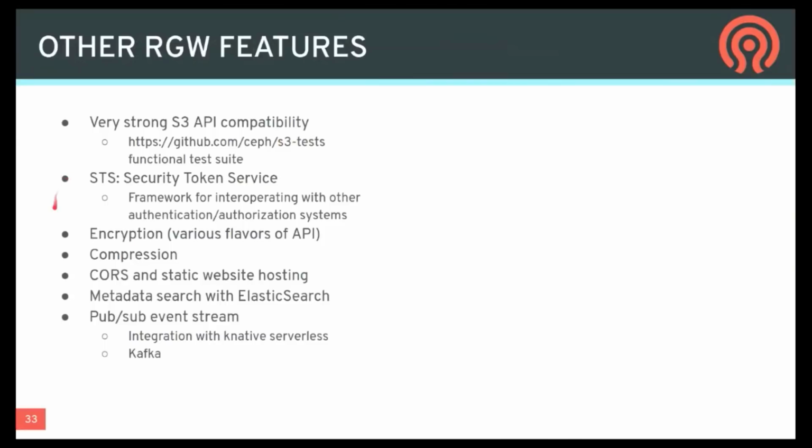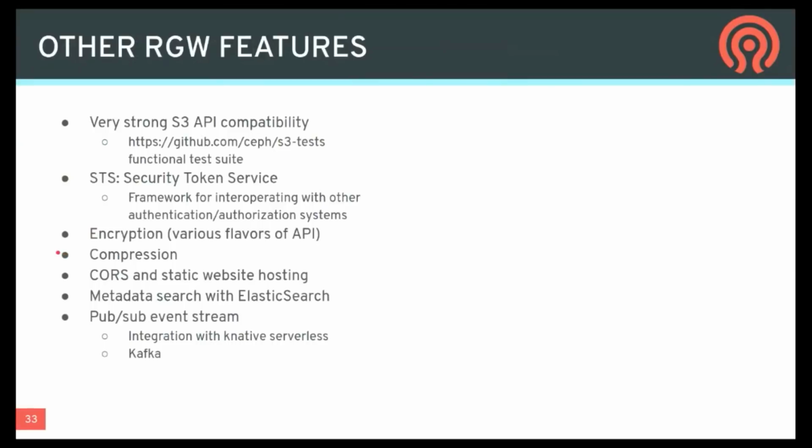And we implement lots of other APIs, mostly focusing on things that are in S3. So there's STS, the Secure Token Service, which allows you, instead of using the native S3 authentication model, to integrate with external authentication frameworks, things like Kerberos and so on. We support encryption. There's a whole set of APIs in S3 around this and a few different ways you can manage keys and so forth. So we implement several different flavors of that API.